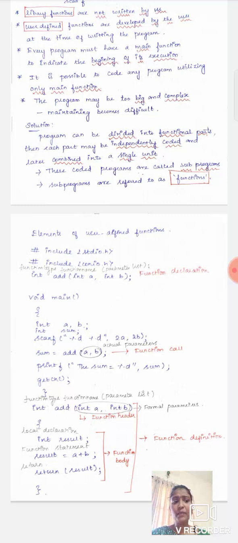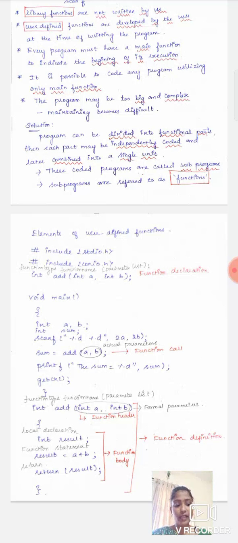The next part in the function definition is the function body. The function body again consists of three parts: local declaration, function statement and return. The local declaration specifies the variables used by the function, the function statement performs the task of the function, whereas the return statement returns the value evaluated by the function.